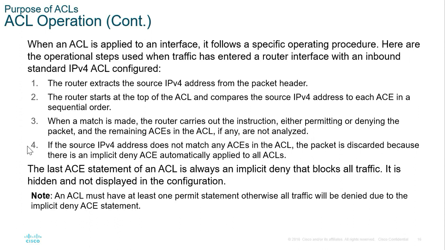packet will be discarded. Okay, sebab dalam setiap ACL, kita ada satu dipanggil implicit deny. Okay, walaupun kita tak letak deny dekat hujung sekali, tetapi there is an unspoken rule lah macam tu. So, we have to deny kalau dia tak jumpa apa-apa match dalam setiap ACE itu. So, I highlight sekali lagi, the last ACE statement of an ACL is always an implicit deny that blocks all traffic. So, ni juga kena be careful.